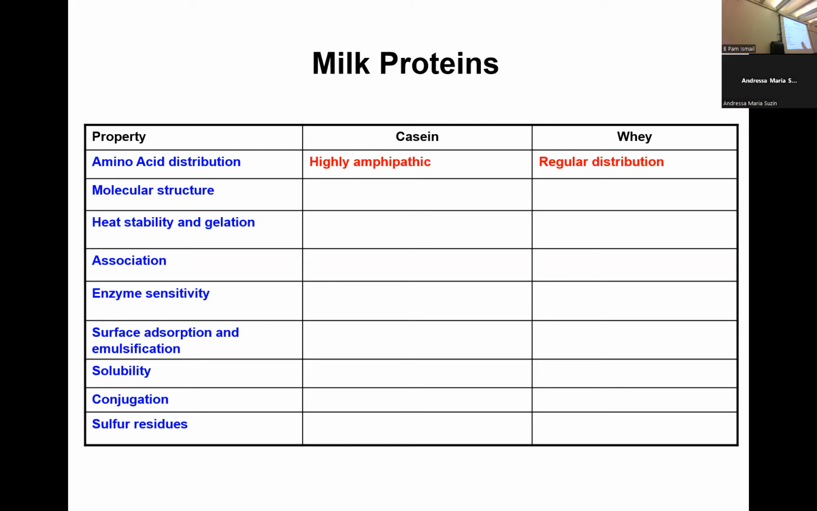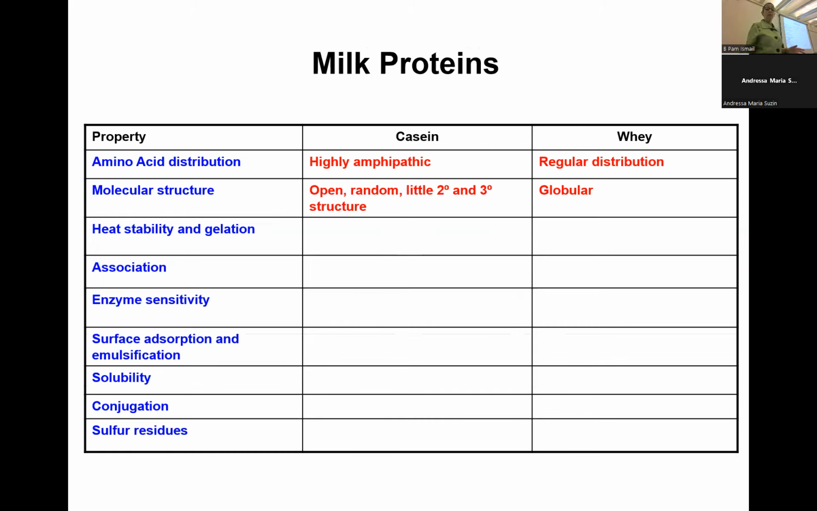All right. So in terms of molecular structure, configuration, conformation, yes, casein is an open structure, and whey proteins are globular. Yeah, there you go. See, you know this. Open, random, little secondary and tertiary structure, whereas in whey we have a globular compact structure. Okay, what about heat stability and destabilization?